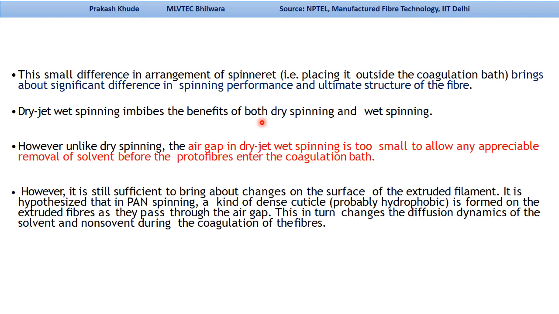However, it is sufficient to bring changes on the surface of the extruded filament. It has been hypothesized that in the case of PAN spinning, a kind of dense cuticle is formed on the extruded fibers as they pass through this air gap. This in turn changes the diffusion dynamics of the solvent and non-solvent during the coagulation of the fiber.